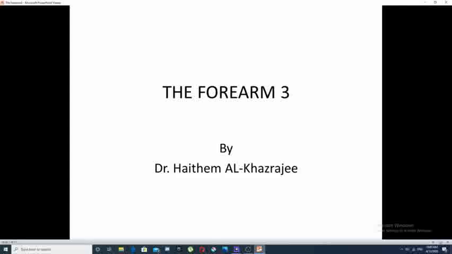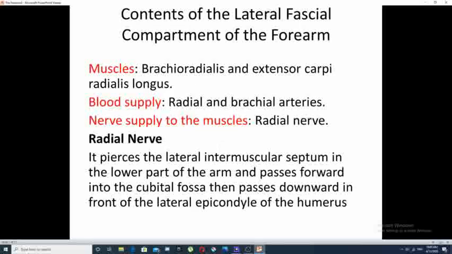Today we will proceed our discussion about the anatomy of the forearm. Our last topic was about the anterior compartment of the forearm. Today we will move to discuss the content of the lateral facial compartment of the forearm.